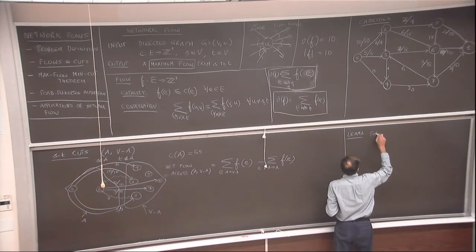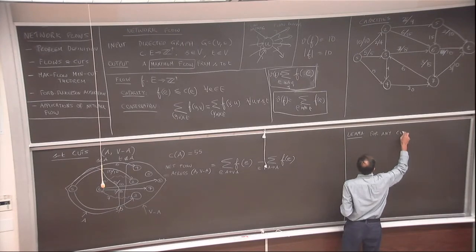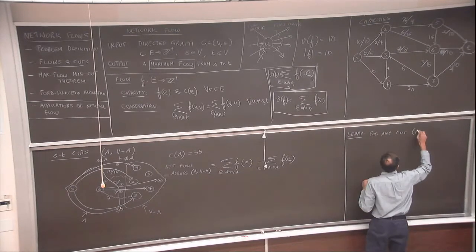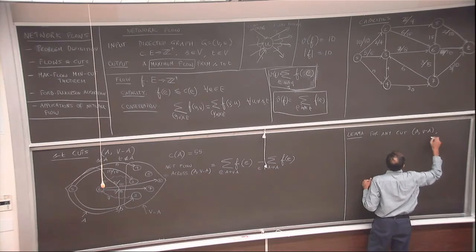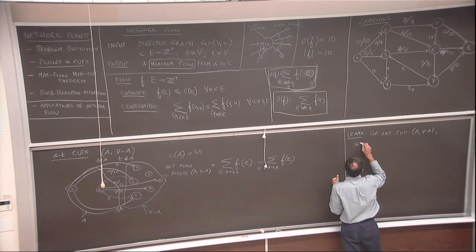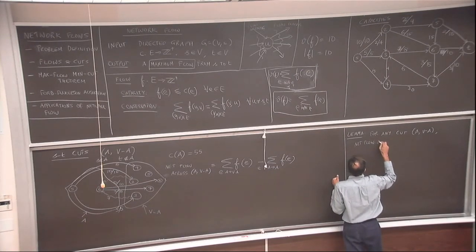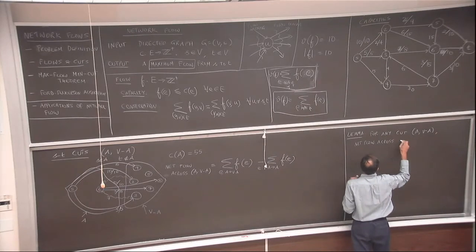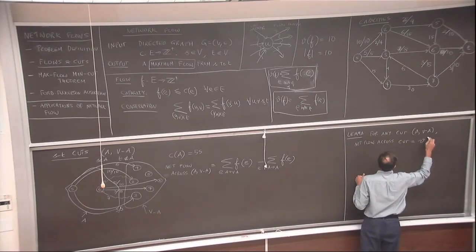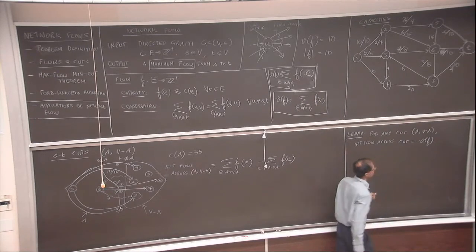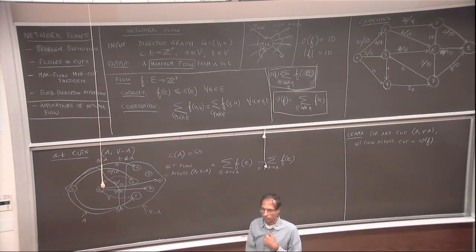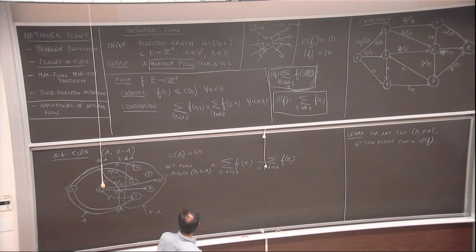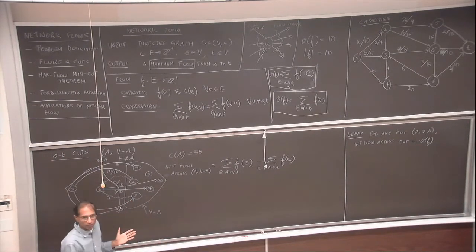For any cut, net flow across the cut is equal to the value of the flow. Okay? Because literally there's just fluid that is going across, right?